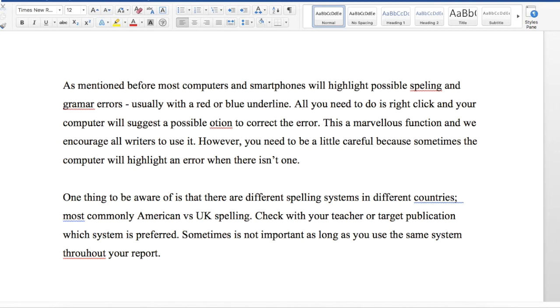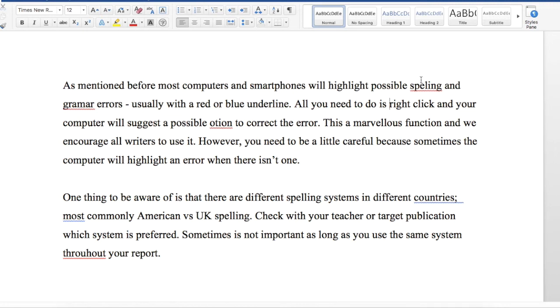As mentioned before, most computers and smartphones will highlight possible spelling and grammar errors, usually with a red or blue underline. All you need to do is right-click and your computer will suggest a possible option to correct the error. This is a marvellous function and we encourage all writers to use it. However, you need to be a little careful because sometimes the computer will highlight an error when there isn't one. One thing to be aware of is that there are different spelling systems in different countries, most commonly American versus UK spelling. Check with your teacher or target publication which system is preferred. Sometimes it is not important as long as you use the same system throughout your report.